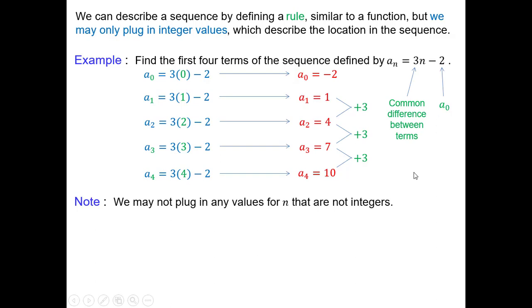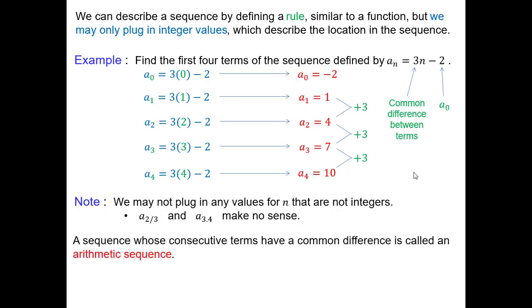Now notice that we're only able to plug in integer values, so it doesn't make any sense for us to say a sub 2/3 or a sub 3.4. We can only plug in integer values because the value is telling us the location in the sequence.